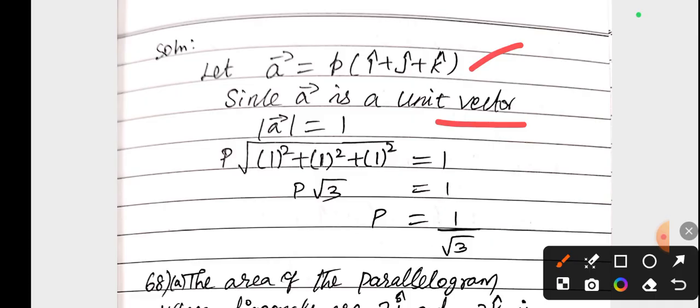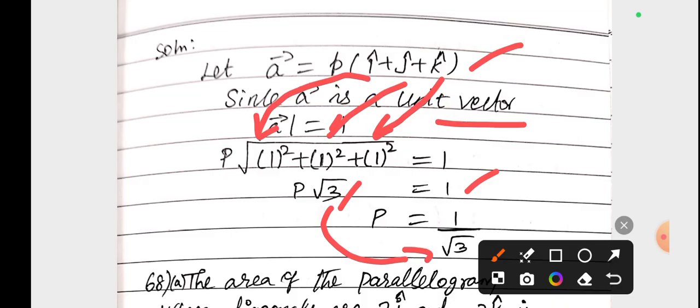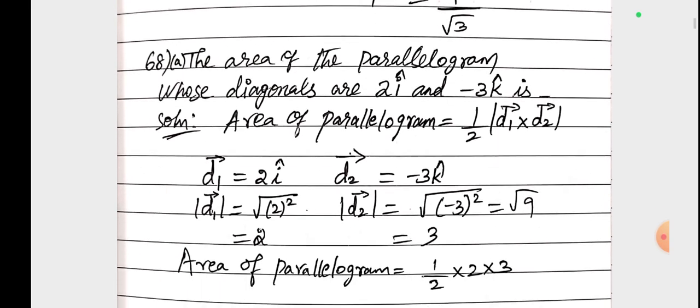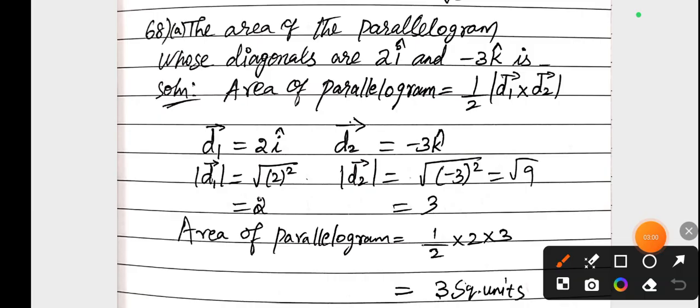So P into root over the magnitude, you find, children: root over 1 square plus 1 square plus 1 square. So P into root 3 equals 1. Multiplication root 3 goes to the other side as division. So the P value is 1 by root 3. Then go for the next question.